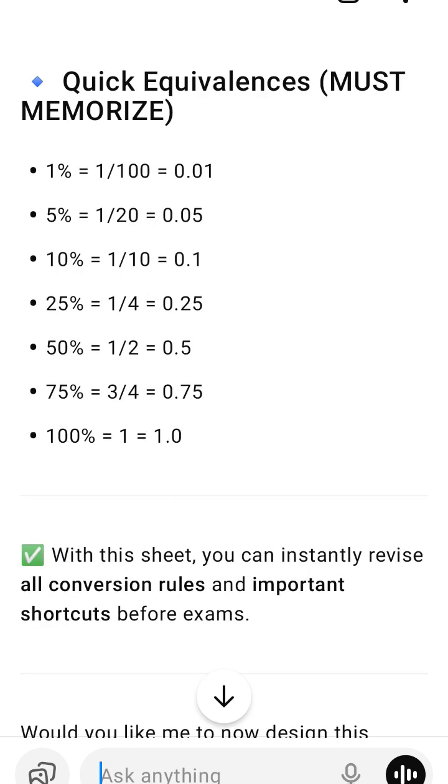With this sheet, you can instantly revise all conversion rules and important shortcuts before exams. Would you like me to now design this cheat sheet as a neat printable PDF poster, with tables, boxes, and color highlights, so you can literally use it for revision?